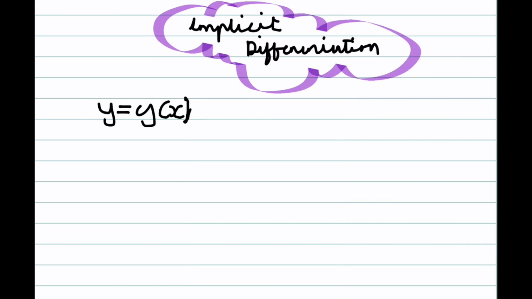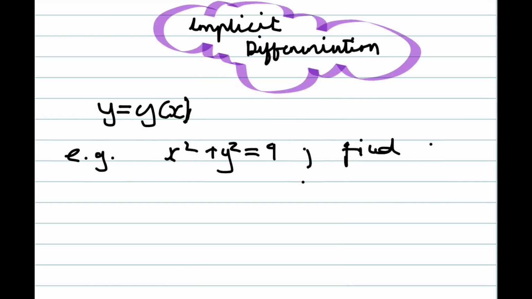The easiest way to show implicit differentiation is through an example. So let's do an example. Let's say we have x squared plus y squared equal to 9. And we want to find dy dx.